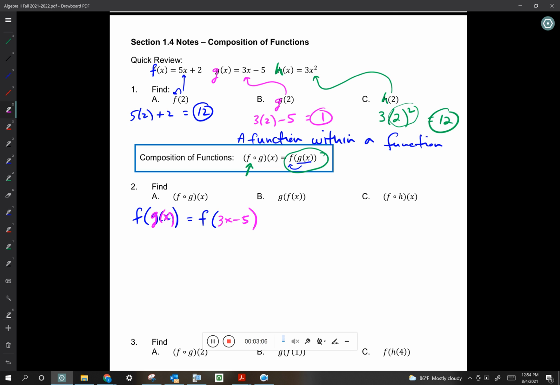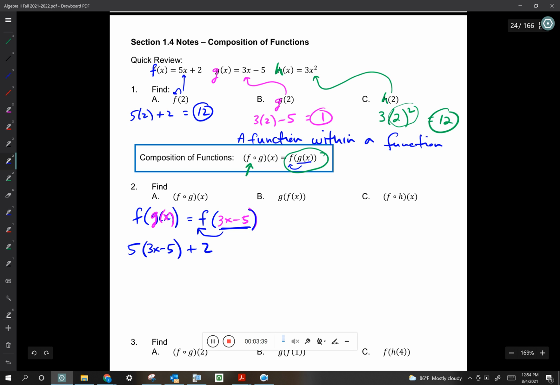Okay, so now what does that mean to have 3x minus 5 in there? Well, doesn't that mean you take whatever's in the parenthesis and plug all of it into, in this case, the f function? So I'm going to take the entire parenthesis, 3x minus 5, and I'm going to plug it into the f function. Okay, remember the f function is 5x plus 2. So I'm going to have 5 times, in place of that x, I'm going to put in the entire parenthesis, 3x minus 5. And then don't forget you still have your plus 2.